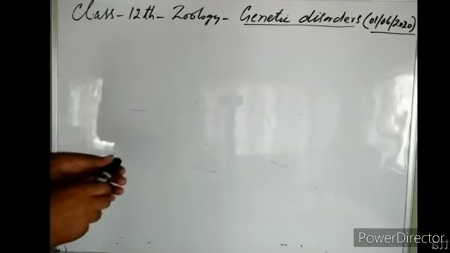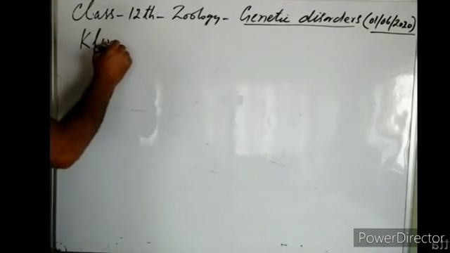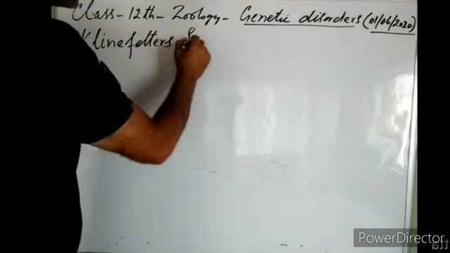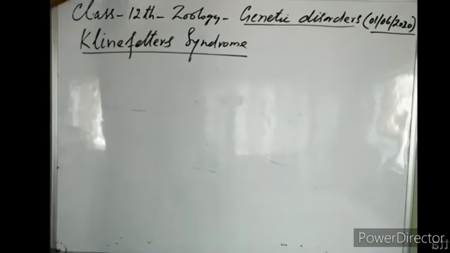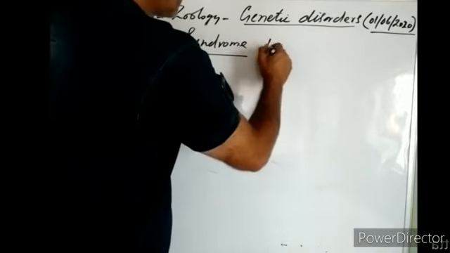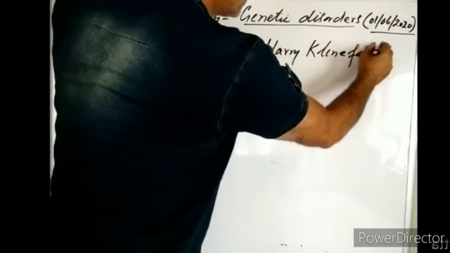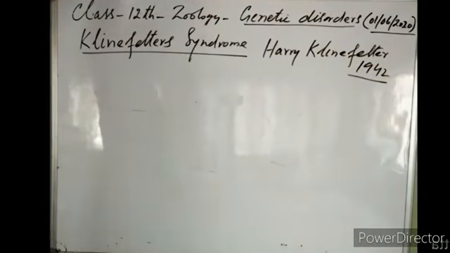Now, after this, we are going to discuss another chromosomal disorder. That is Klinefelter syndrome. This Klinefelter syndrome was first reported by Harry Klinefelter in 1942. So that is why it is known as Klinefelter syndrome. It was first reported and described by Harry Klinefelter in 1942. That is why we call it Klinefelter syndrome.